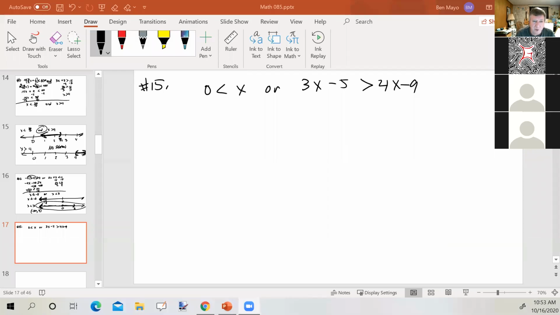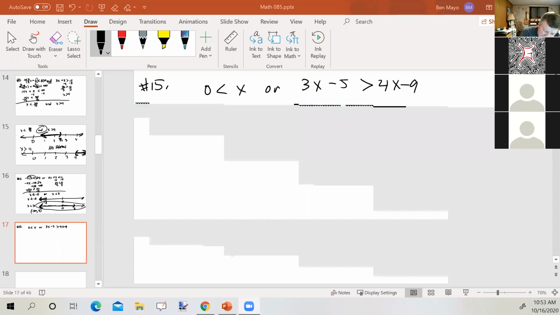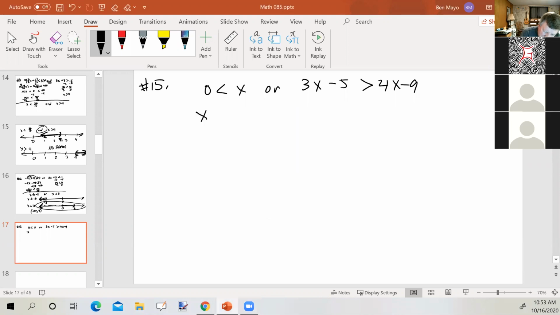All right, the first one is already solved. It says 0 is less than x, but I'm going to write it with x on the left. So if I just flip that around, if 0 is less than x, x is greater than 0, right? I didn't change the direction of the sign. I just took the whole thing and changed its viewpoint.